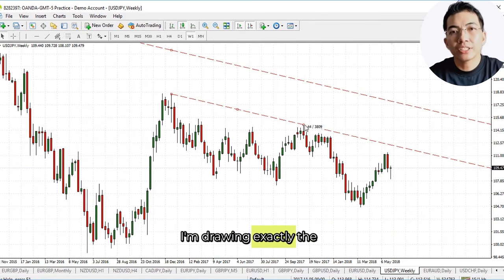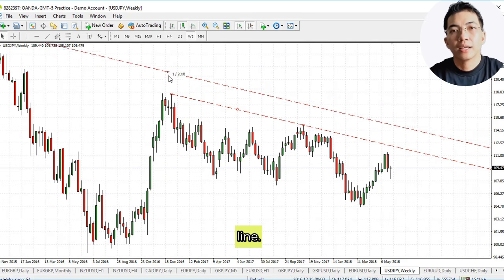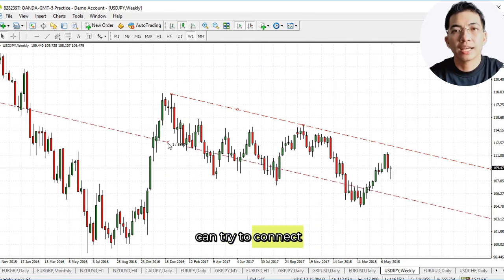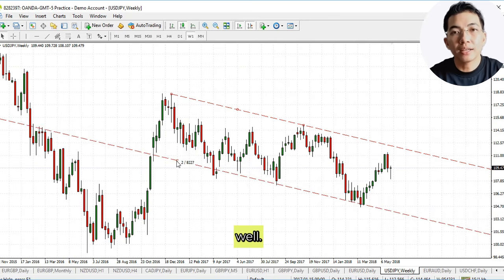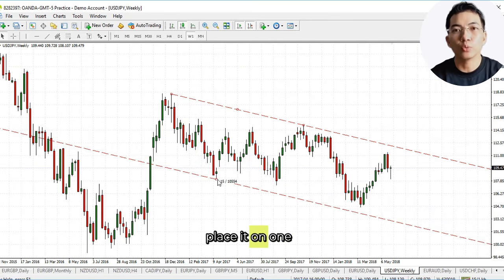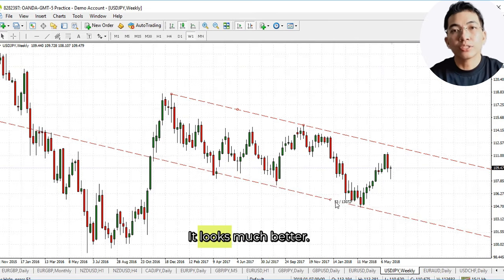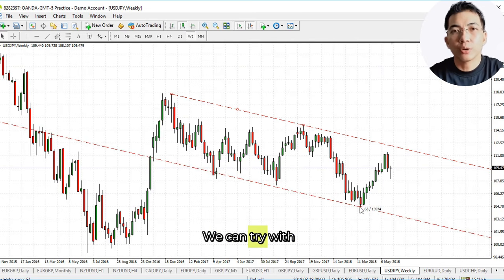I'm drawing exactly the same trend line that I had before. Now we have another line here that is parallel to our trend line. With this line, we can try to connect the lower lows as well. So we will have something like that. You can try to place it on one of the lows here, for example, but it doesn't look very nice. Let's try here. It looks much better. We can try with this other low and it looks perfect. So I will keep it like that.